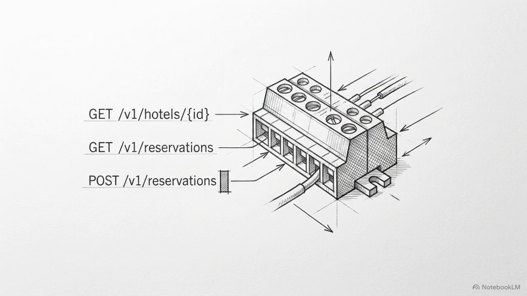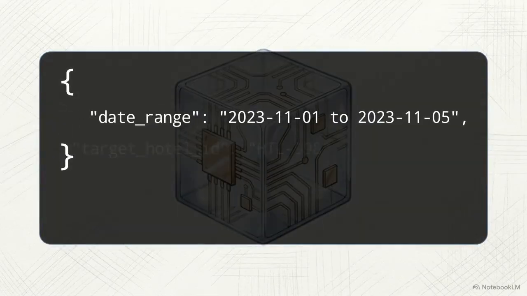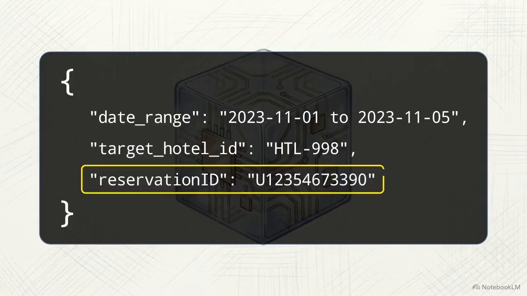The required RESTful endpoints map the booking funnel. GET requests handle the high-volume queries for hotel details and room availability. The state-changing action occurs at the POST endpoint for reservations. The client payload here must carry the exact date range and the target hotel ID.